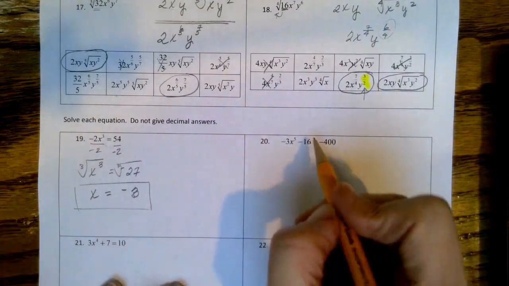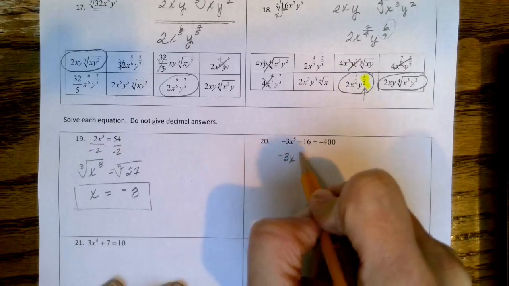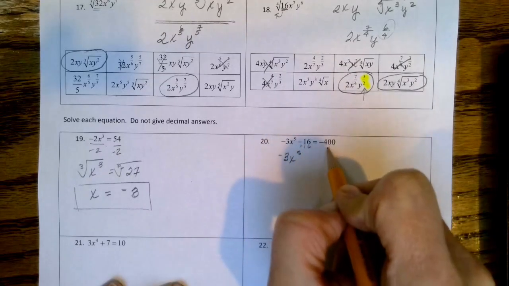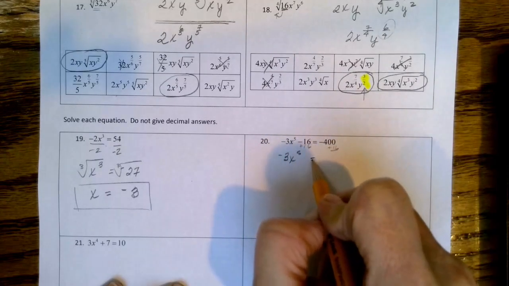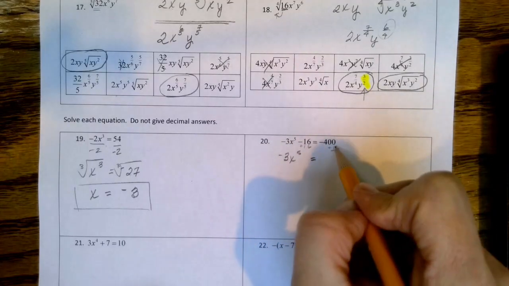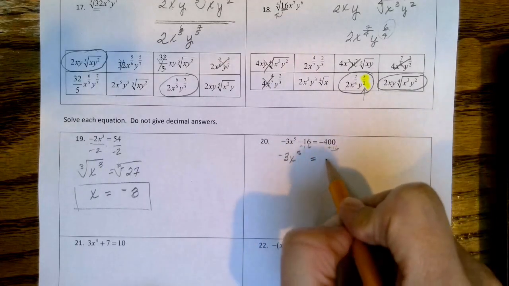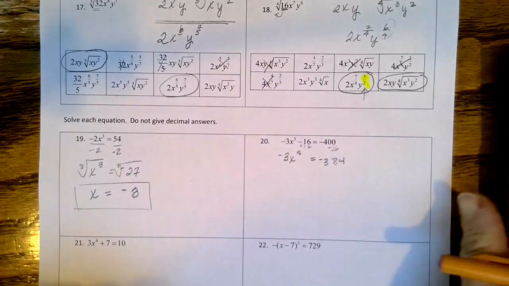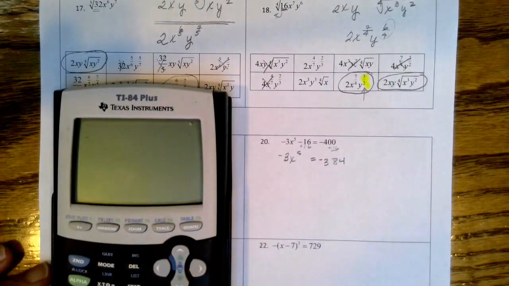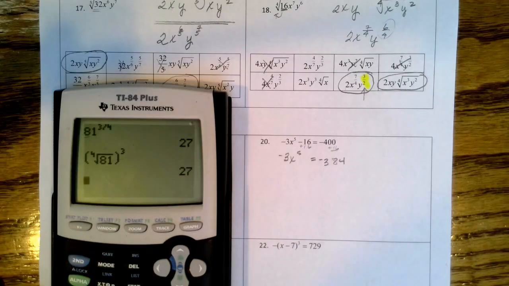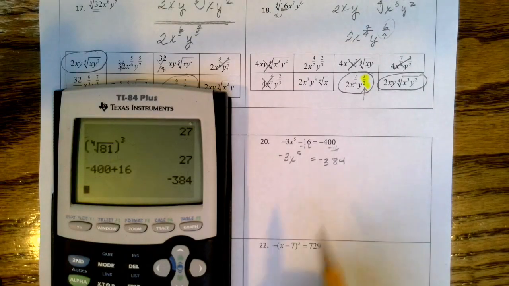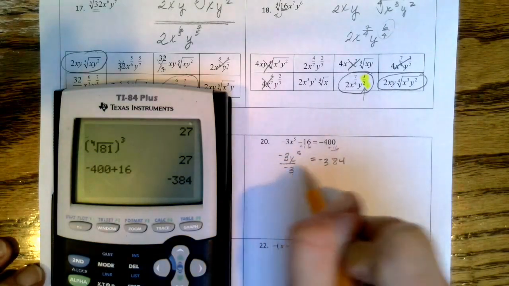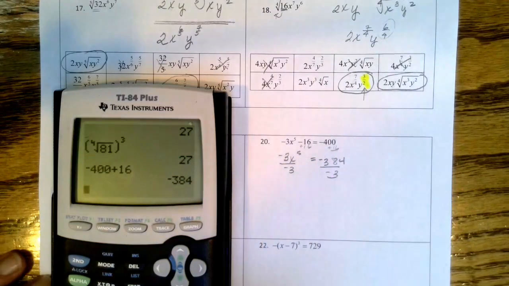All right, let's talk about this. Negative 3x to the 5th, I'm going to add 16 to each side, is going to be equal to negative 400 plus positive 16. I'm going to say that's negative 384. I'm going to check my math in case I didn't do the math correctly in my head. Negative 400 plus 16. I'm good. Divide by negative 3. Divide by negative 3.